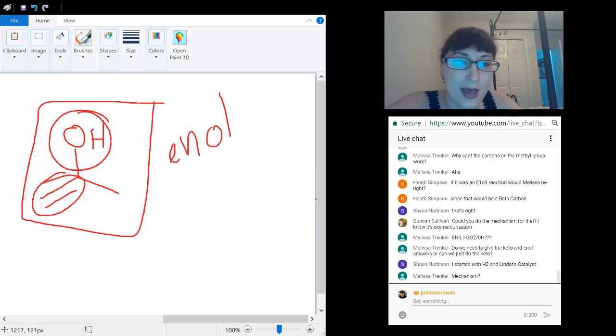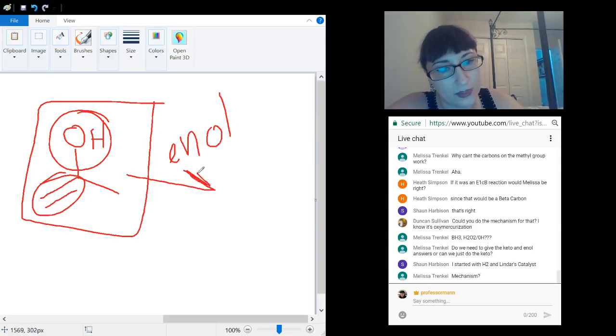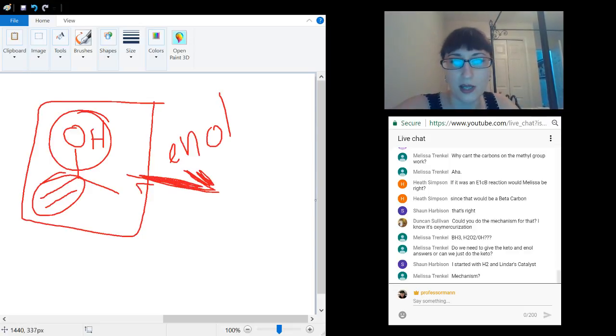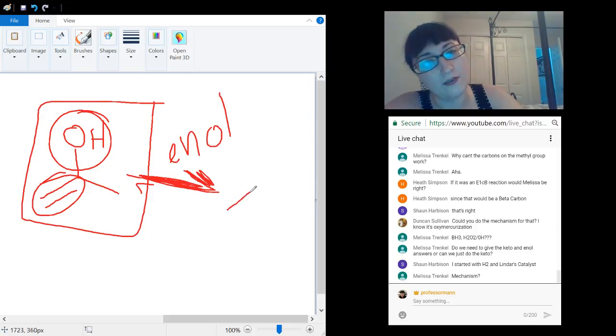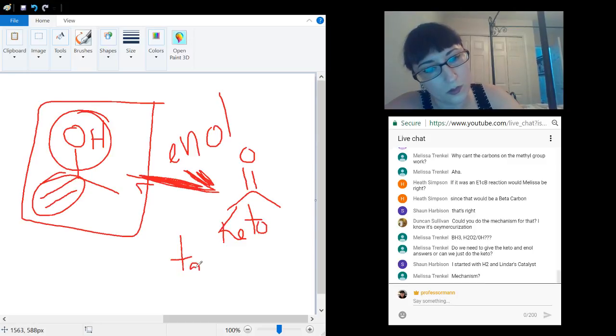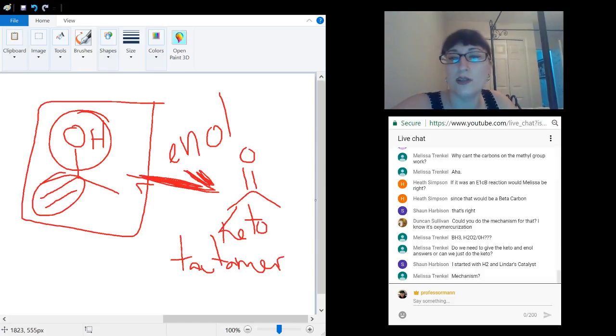And they automatically shift in equilibrium, and the equilibrium heavily favors the keto form. It's called a tautomer, and the process of going from one to the other is called tautomerization.